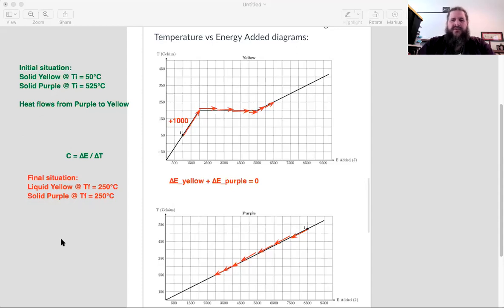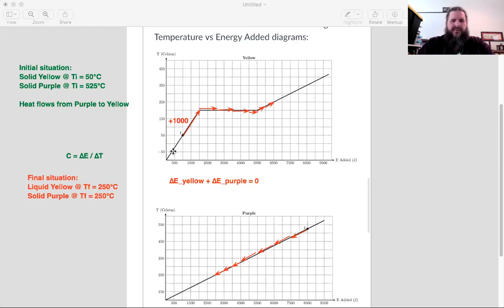And if you want, you could also draw out an energy interaction diagram. You could say that yellow is gaining thermal energy as a solid, gaining bond energy during this transition, and also gaining thermal energy as a liquid. So that would be 3 bubbles for yellow. And then purple is losing thermal energy as a solid.